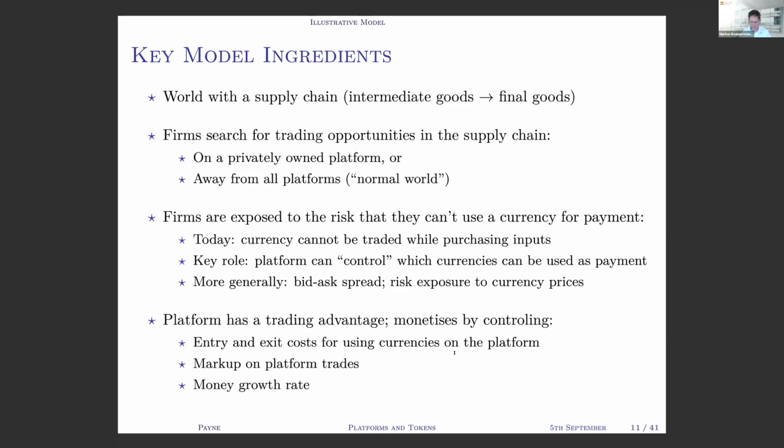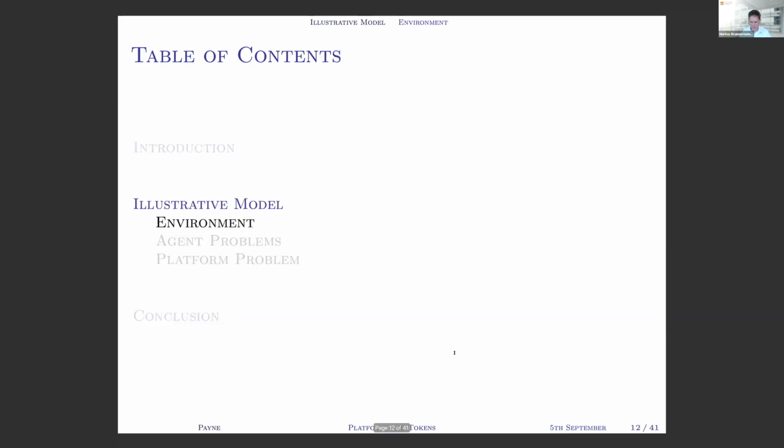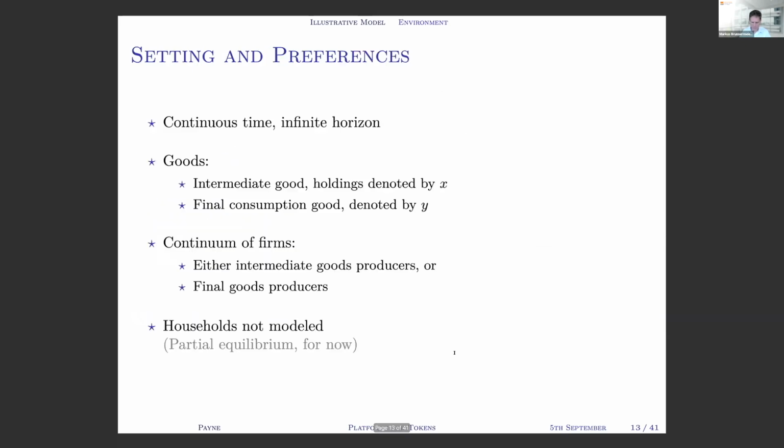So the platform has a trading advantage, and they're able to monetize that through entry and exit costs, through markup on platform trades, or through seigniorage by printing money. We're going to think about how they'll make that decision. Okay. So what does this environment look like? So maybe unsurprisingly, given all the things you've done so far in the course, this is going to be a continuous time infinite horizon model, like I think most of the things you've seen.